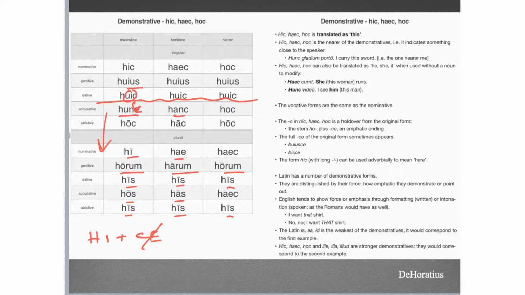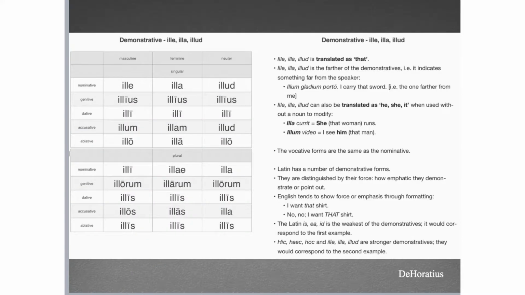And again, hic is going to mean this. To think about it more conceptually, it's sort of the closer of two things. I want this one closer to me rather than that one farther from me, and that is going to be a different word. In fact, that is going to be ille.